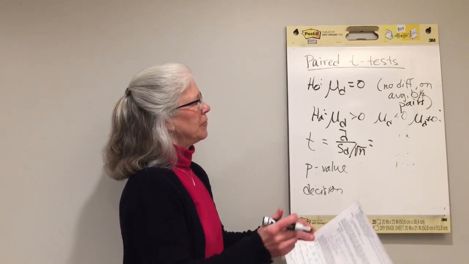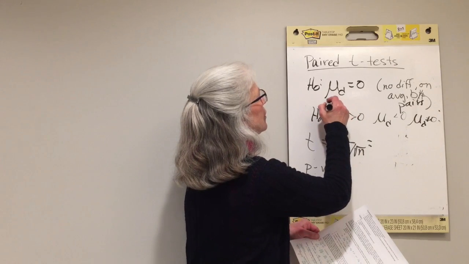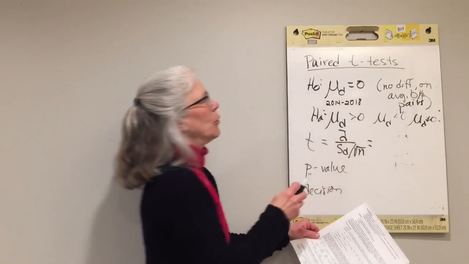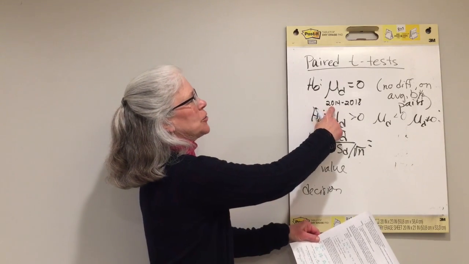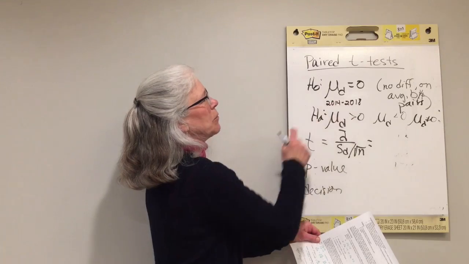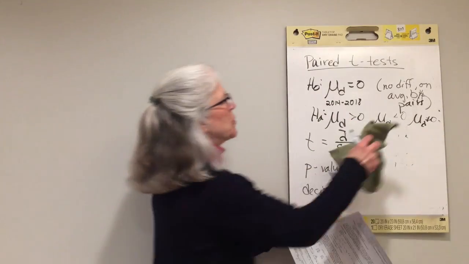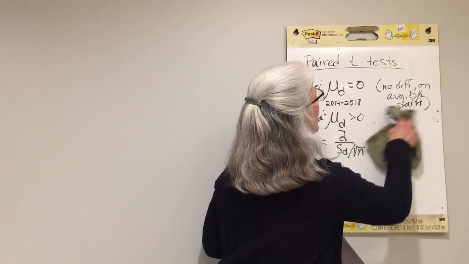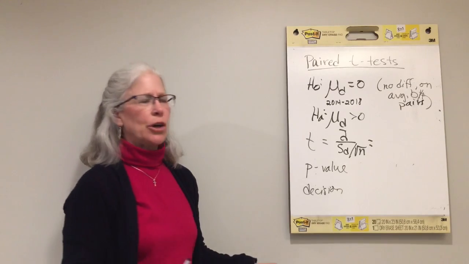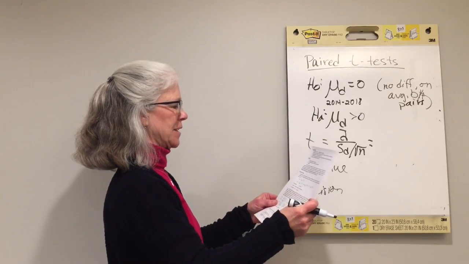And then the alternate, well, let's say our difference, we're going 2014 minus 2018. Well, if there's been a drop, then it was higher in 2014 than 2018. So the difference, 2014 minus 2018, would be positive. So our alternate, if we're subtracting that way, is that on average the difference is greater than 0. On average, sugar dropped.